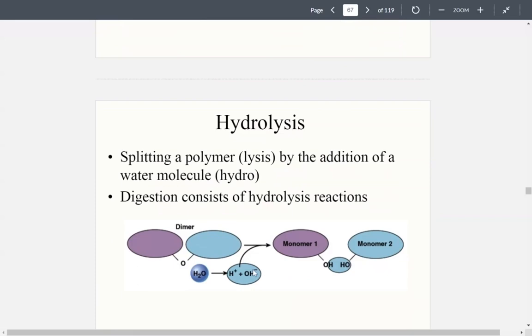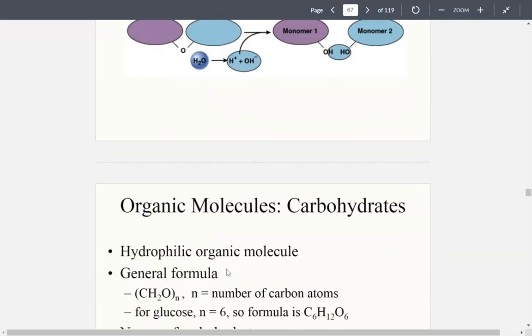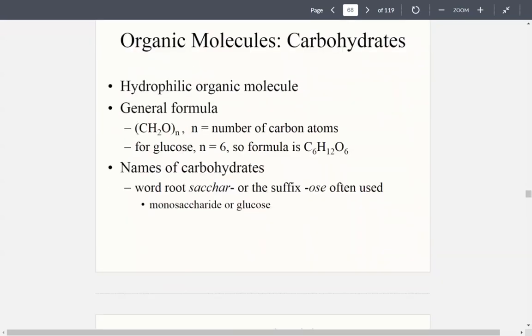Hydrolysis is when we insert a water molecule into a polymer or another molecule, splitting it apart. So we use a water to split them apart. This is called hydrolysis. All right, so for organic molecules, as I mentioned, let's start with the first one.